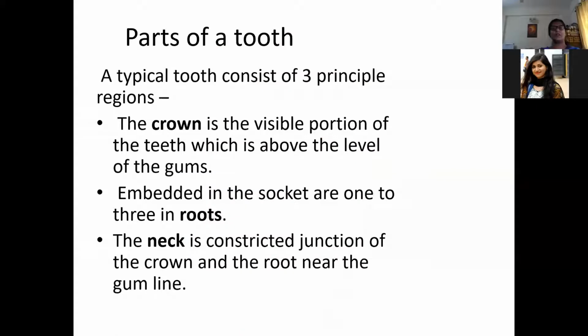Then a typical tooth has three parts. The top part is the crown, which is the visible portion of the tooth, above the level of the gums, the part which is seen outside. Then there is the root, which is embedded in the socket, and then there is the neck, which is the constricted junction of the crown and the root near the gum line. So the tooth has the crown, a neck, and the root.